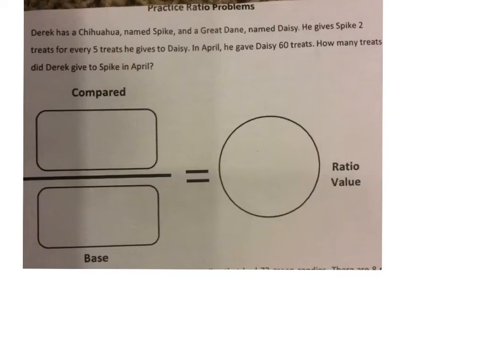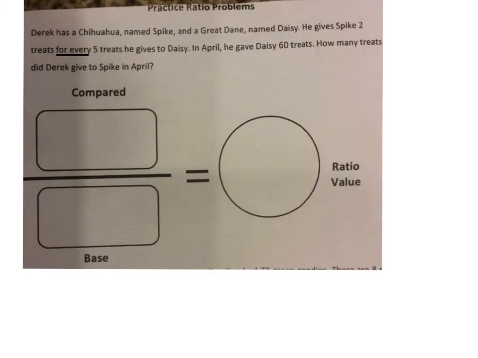So I have 2 dogs. Derek has a Chihuahua, and they call him Spike. He's got a Great Dane, and she's named Daisy. And Derek will give Spike 2 treats for every 5 treats he gives Daisy. And then in April, Daisy got 60 total treats. And what we're asked to find out is how many Spike got in April. So we know it's a ratio problem. The reason I know it's a ratio problem is because there's that key word right there, for every. So I've identified the type of problem, and now we are going to go to the I step.